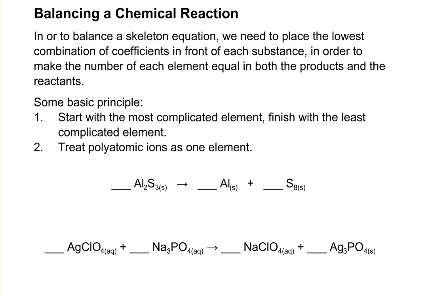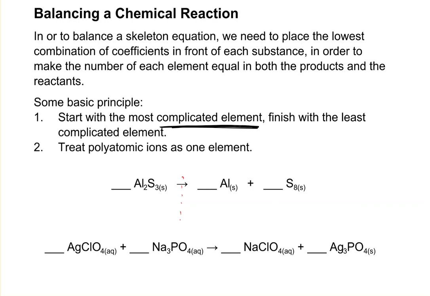That seems pretty complicated. I'm going to start with the most complicated element, which is sulfur, and I'm going to finish with the least complicated element. Okay, let's try this out. So let's look at sulfurs. In the reactants and in the products, I see 3 sulfurs in the beginning and I see 8 sulfurs in the end.